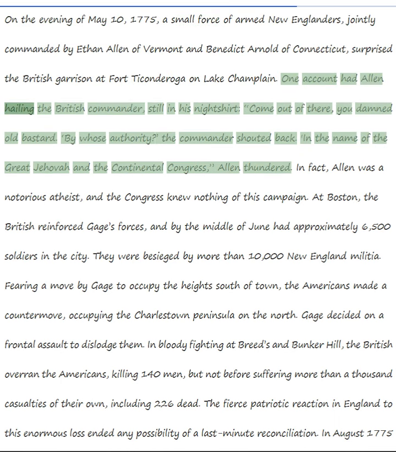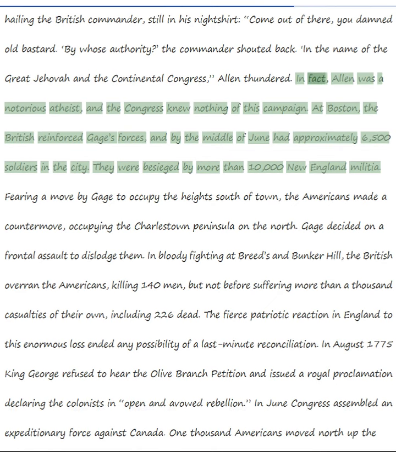One account had Allen hailing the British commander, still in his nightshirt, "Come out of there, you damned old bastard." "By whose authority?" the commander shouted back. "In the name of the great Jehovah and the Continental Congress," Allen thundered. In fact, Allen was a notorious atheist, and the Congress knew nothing of this campaign.